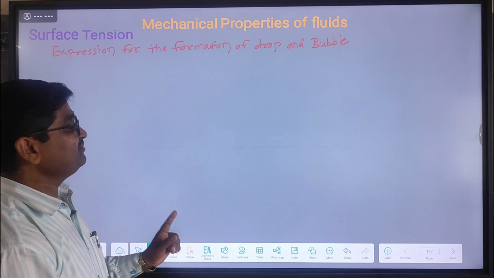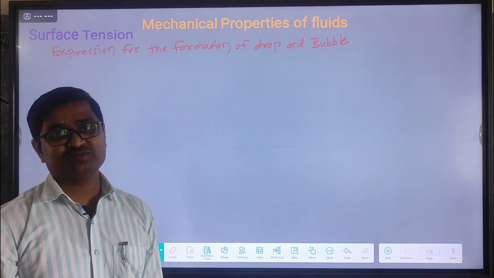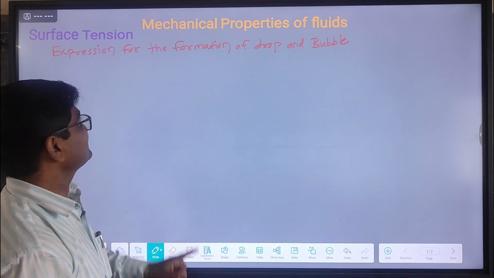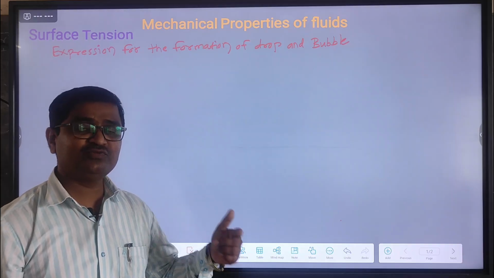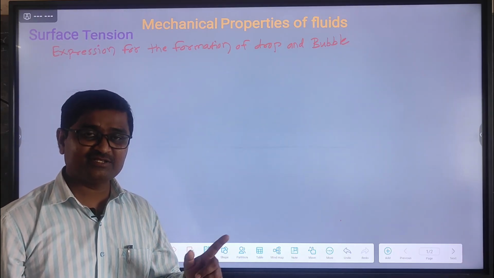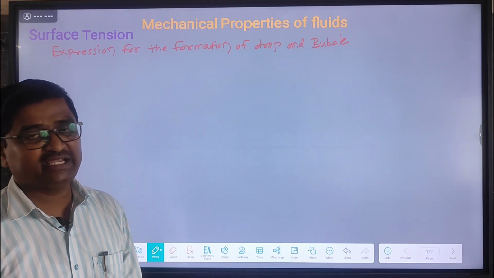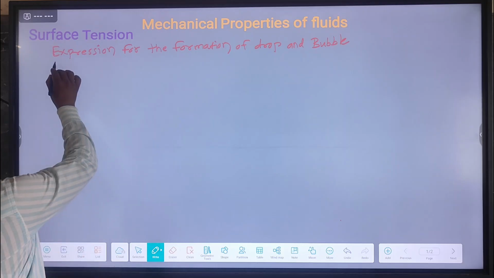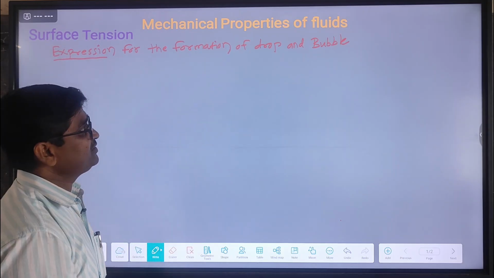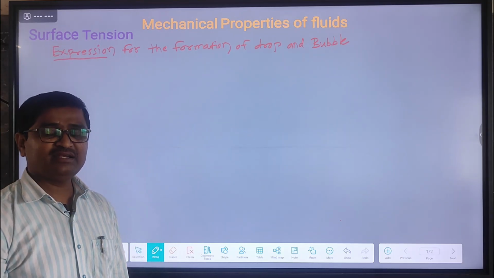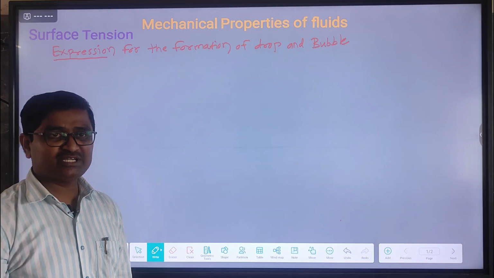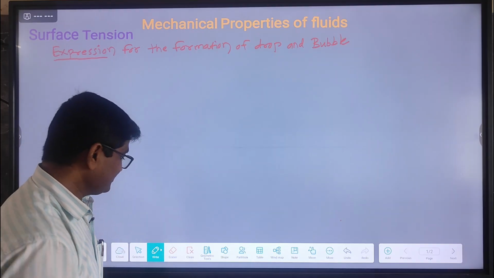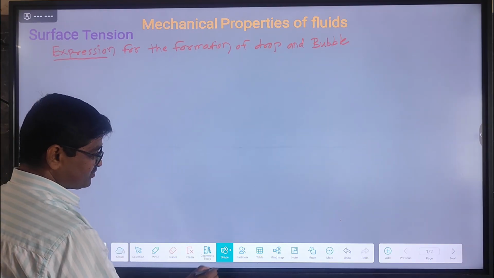Many times this is also called Laplace's law of spherical membrane. This is the expression for how to form the drop and bubble, also called Laplace's law of spherical membrane. So let's discuss the expression for the formation of drop and bubble. We know that generally the drop and bubble both are spherical. Get it clear? So I can draw the diagram of a sphere.